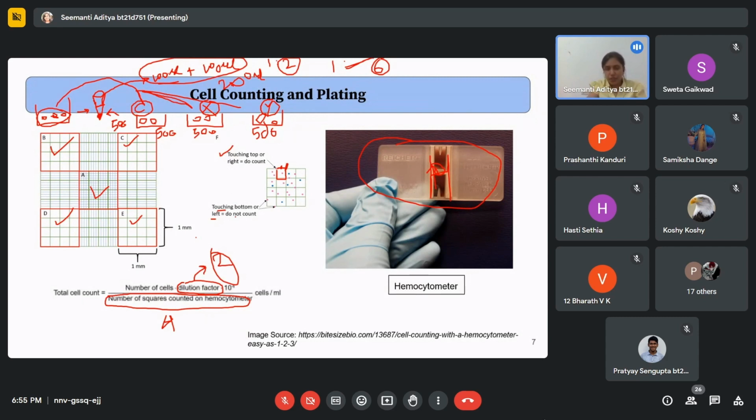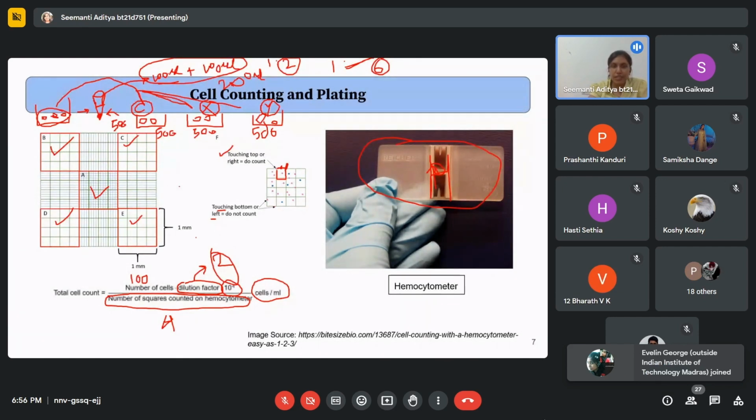Once we have counted the cells in each square, how many cells are there? Suppose the total number of cells is around 100. Then we have to multiply these 100 cells with the dilution factor, multiply it with 10 to the power 4 or 10,000, and divide it by 4 to get the number of cells per ml. So this will give you the number of cells per ml of your suspension. Depending upon how many cells we are getting, we will know that this many cells are there per ml.